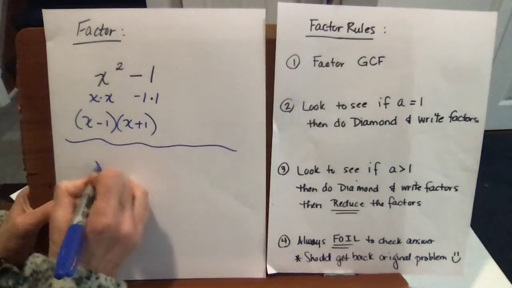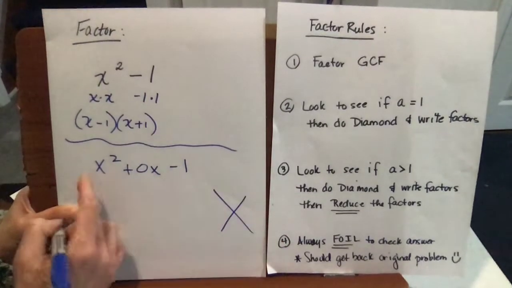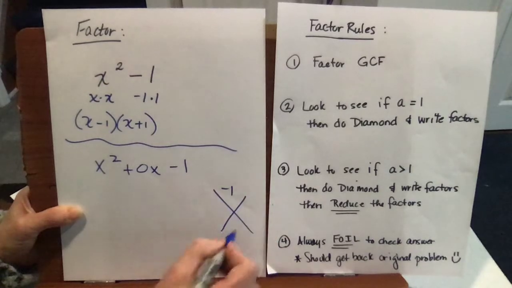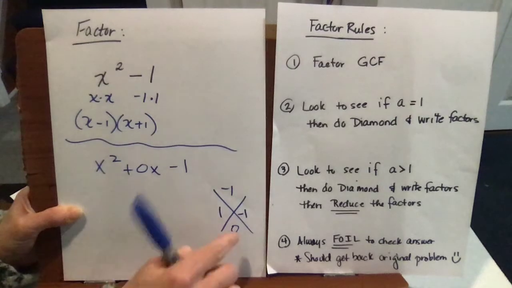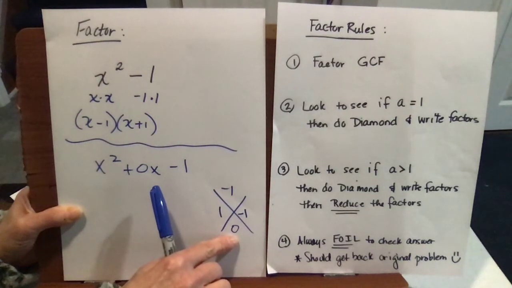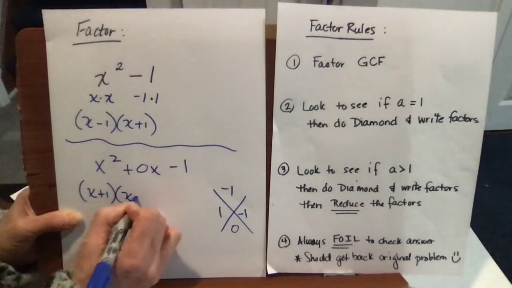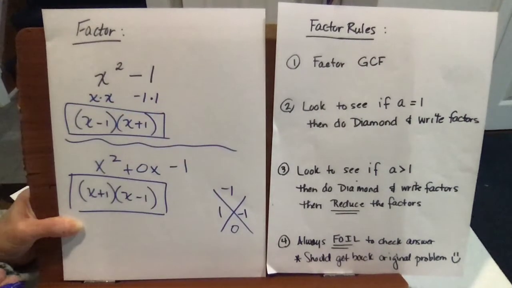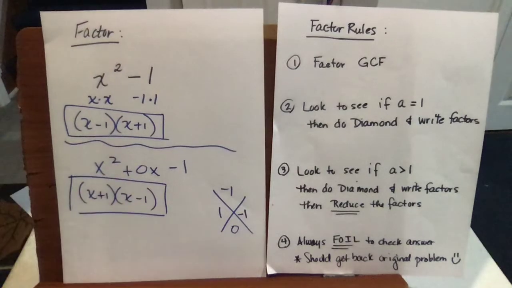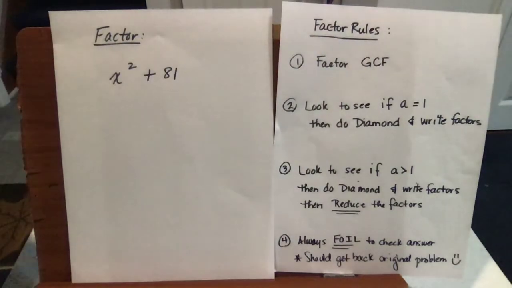Or, if you don't recognize it, put the plus 0x in, build your diamond. 1 times negative 1 is the top, 0 on the bottom. Factors of 1 are 1 and 1. One of them has to be negative so that you can add up to 0 and multiply to a negative 1. And you get x plus 1 and x minus 1. So again, depends on what you recognize and what you don't. You have alternatives. And last but not least, x squared plus 81.